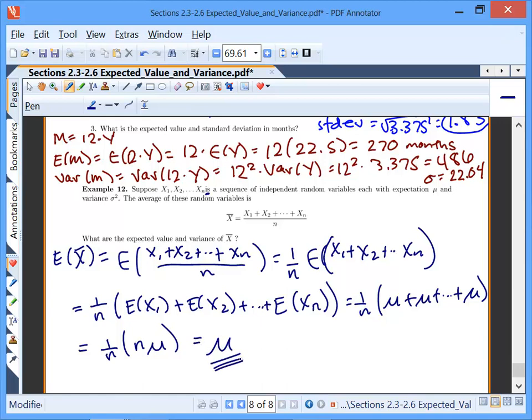This is very interesting. It says that if you start with a bunch of random variables that have an expected value, or mean, of mu, and then you take the sample mean, you're going to get the same mean as what you started with. Anyone heard of the central limit theorem, if you've taken any statistics before? This is how we get the central limit theorem.